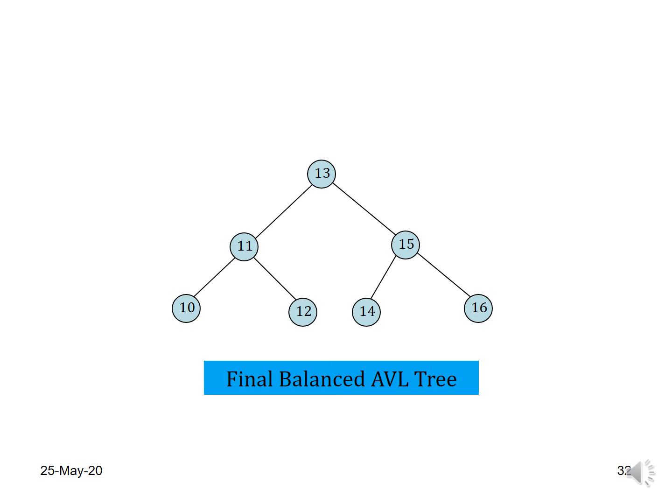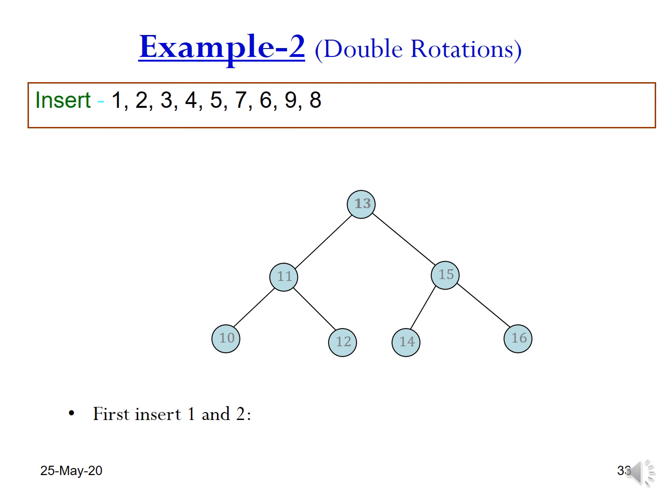So we have performed single rotations, either in the left direction or in the right direction. The second example, in this example we will perform the double rotations, two rotations. So we will insert, we have given an AVL tree, like this is an AVL tree, and we are going to insert some values like 1, 2, 3, 4, 5, 7, 6, 9 and 8 in this.